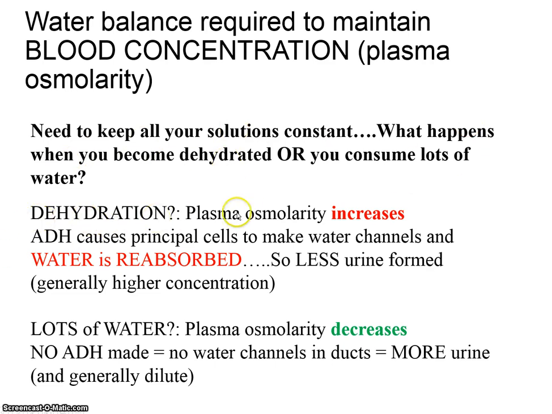If you're dehydrated, plasma osmolarity increases. That's a fancy way of saying you become more concentrated because you've lost the water, the solvent. So ADH in this circumstance will target principal cells, actually this should be intercalated cells, to make water channels, and water is reabsorbed. So less urine is formed. If you have lots of water, plasma osmolarity decreases, so your plasma is dilute. No ADH is made by the hypothalamus, and so no water channels or aquaporins are put into the ducts, and more urine is formed. And it's generally less concentrated.